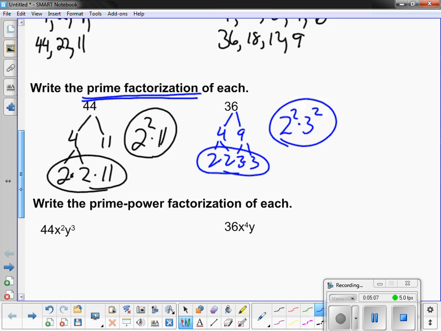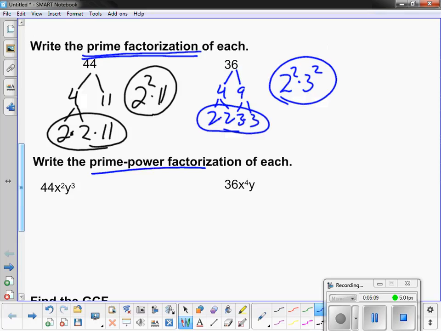Okay, the next set of problems. Write the prime power factorization. In other words, I want to do the prime factorization like we did above. We already know the 44 because we've already done it. I'm just going to switch to my finger. So I got 4 and 11, so that's 2 times 2 times 11.